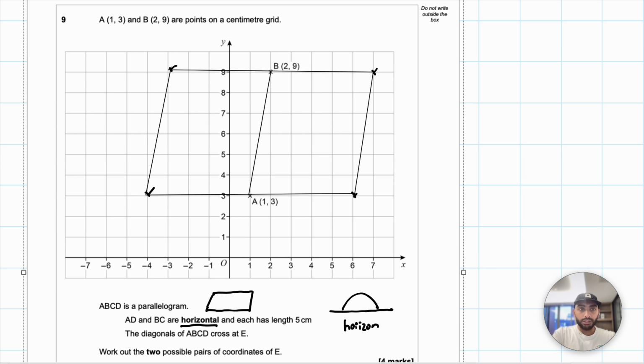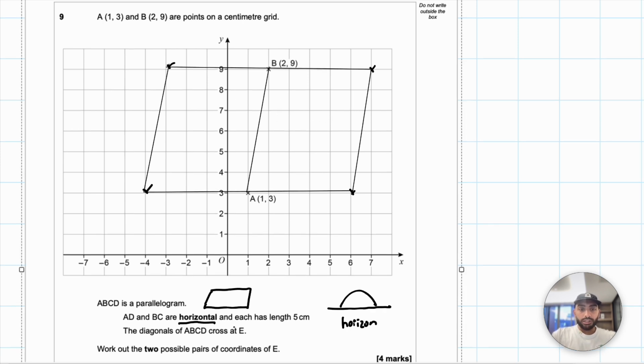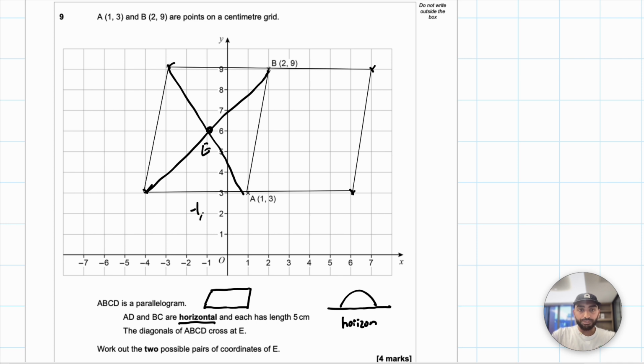They're exactly the same as each other. Diagonals of A, B, C, D cross at E. If I draw the diagonals on, I'll see the points of intersection, and those points would be E. So one of them would be negative 1, 6.